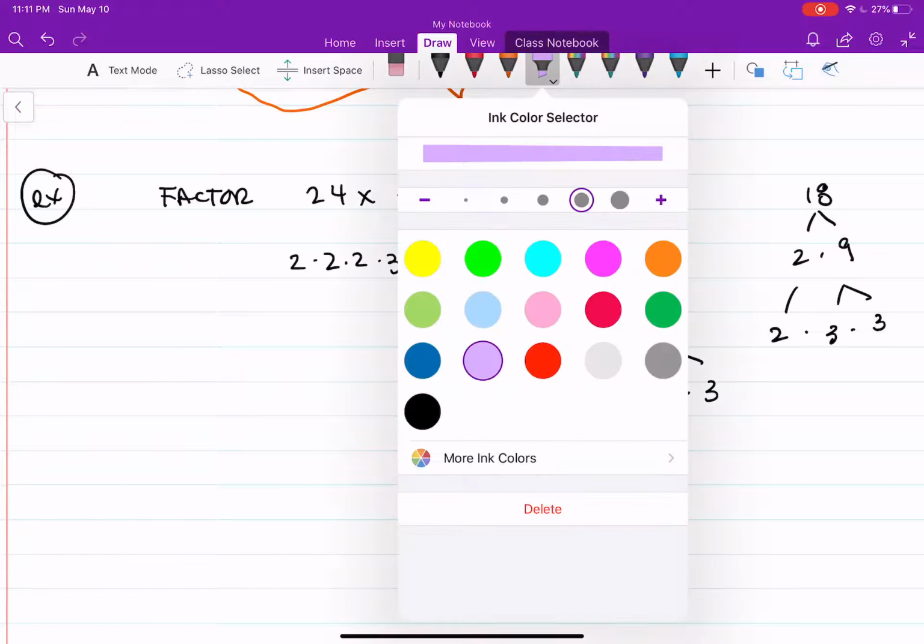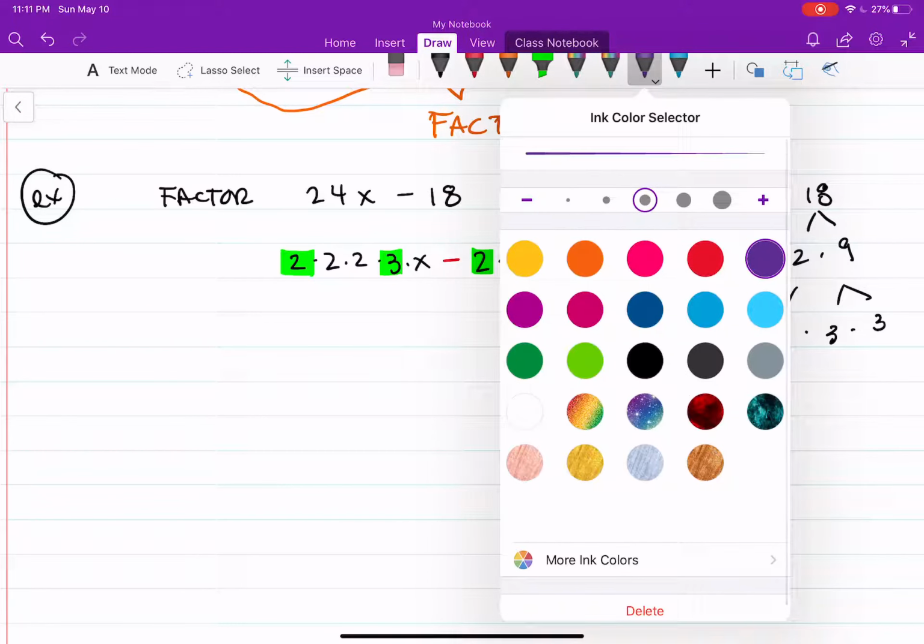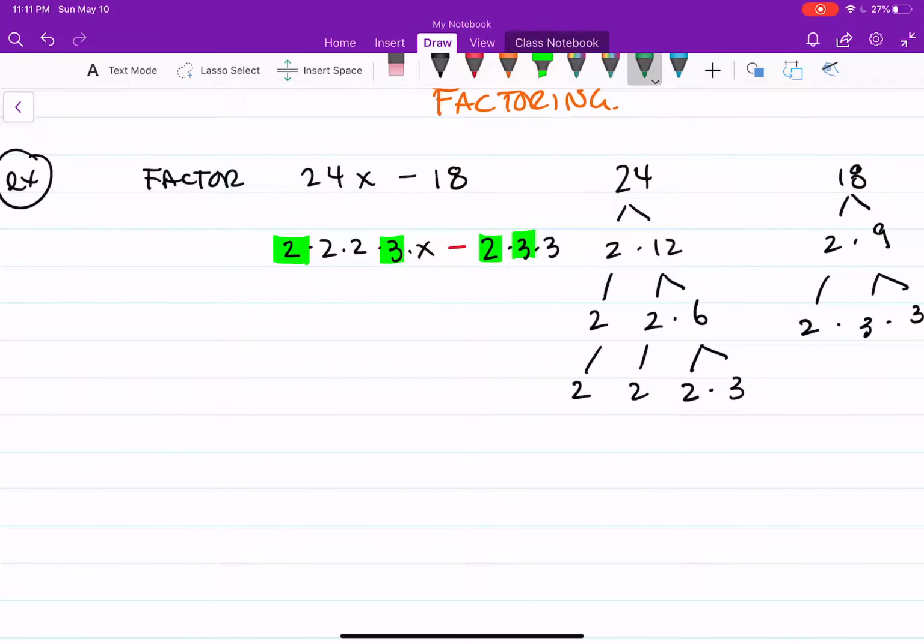So again, I look at what's in common in both bins. This bin has a 2, so does this one. This bin has a 3, so does this one. Is there anything else in common? No. So my GCF, I should bring the green back here. All right. So my GCF is going to be a 6 because it's 2 times 3. And then I'm going to have what's left. In the first bin, I'm going to have a 4x left minus a 3. So there is my answer.